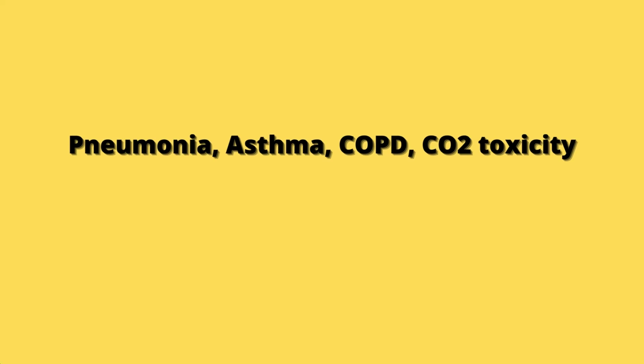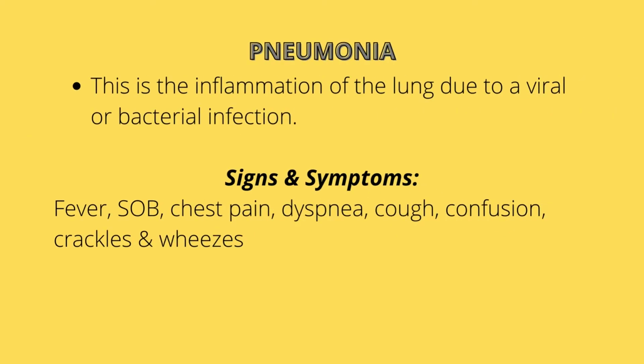Pneumonia is actually inflammation of the lungs due to either a viral or bacterial infection. Some signs and symptoms we will note with this patient will be crackles and wheezing. For older adults, we will note confusion prior to even noticing that they are having pneumonia. The patient could also have fever, SOB, which is shortness of breath, chest pain, dyspnea, as well as coughing.